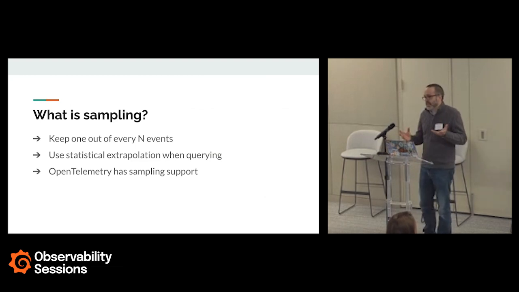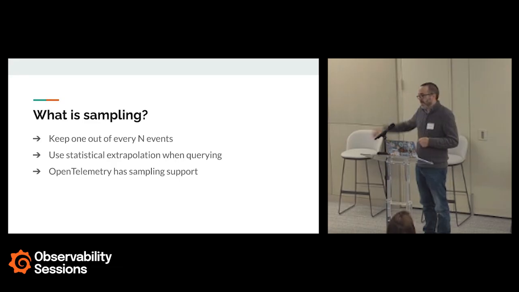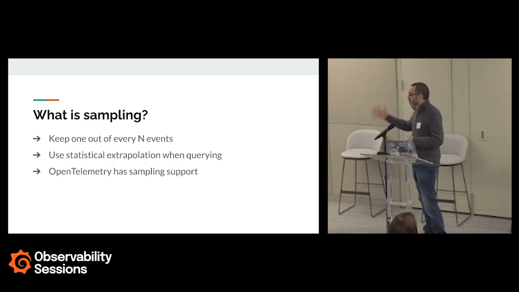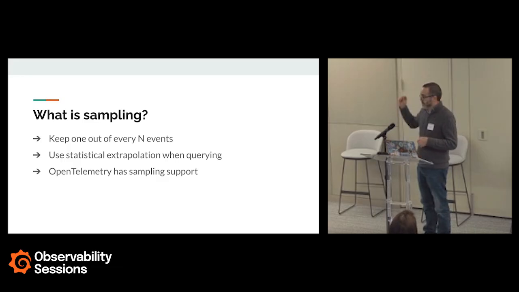So statistical sampling with traces, you generally have a system that intercepts all the traces you're generating across your system. And then it statistically samples, say, in our case, we sample about 1 out of every 30 traces that go through the system.